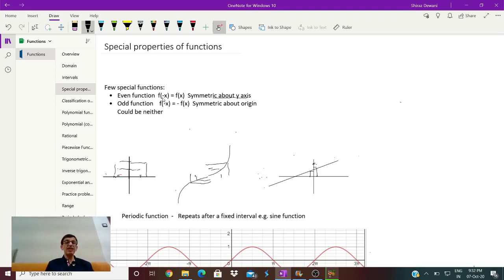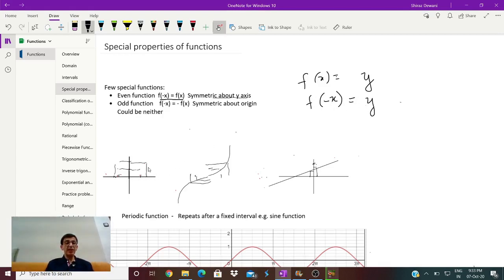An even function is defined as f of minus x is equal to f of x. For example, if you know the value of f of x, and suppose f of x is equal to y, now if instead of x you substitute minus x, and the answer is y, then this is known as an even function. That means f of x and f of minus x will give you the same output.